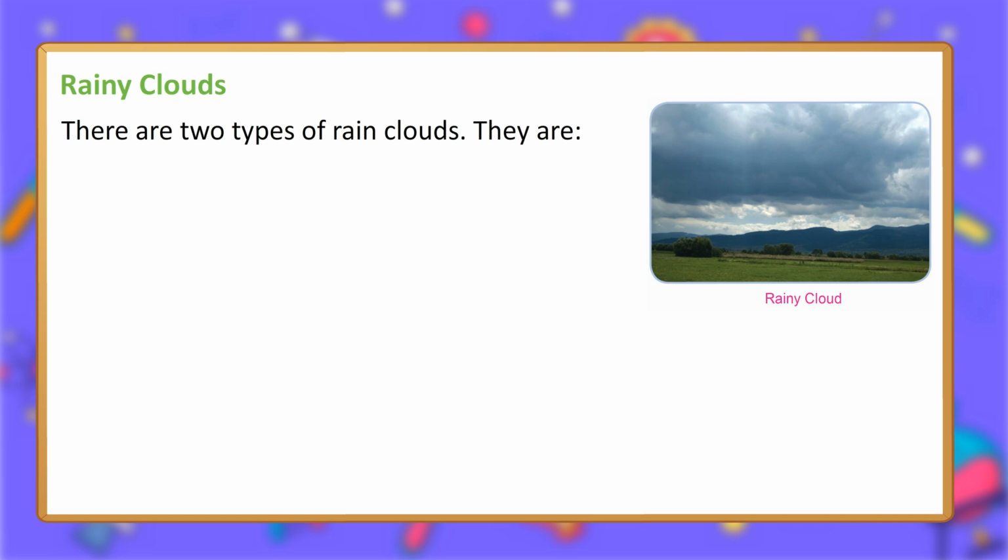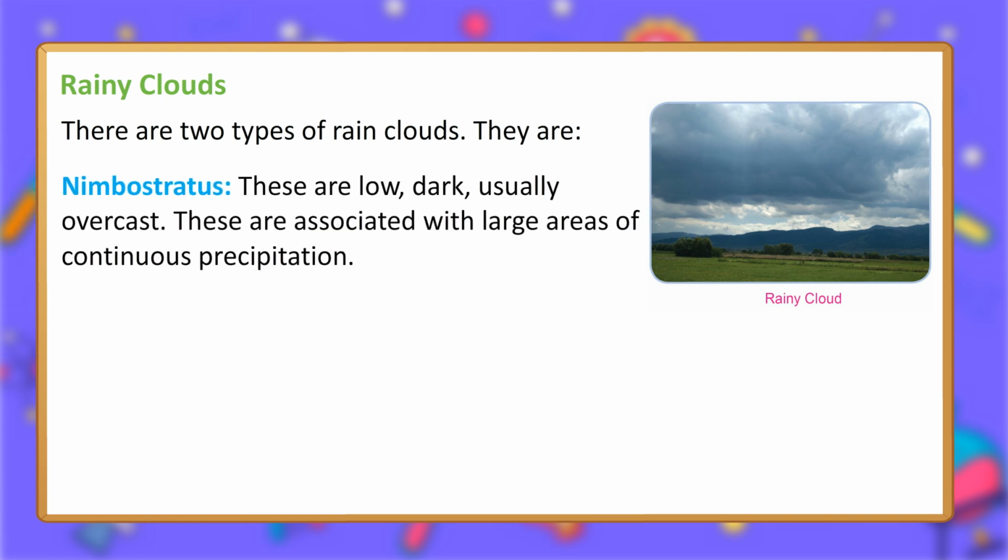Rainy clouds. There are 2 types of rain clouds. They are nimbostratus. These are low, dark, usually overcast. These are associated with large areas of continuous precipitation.